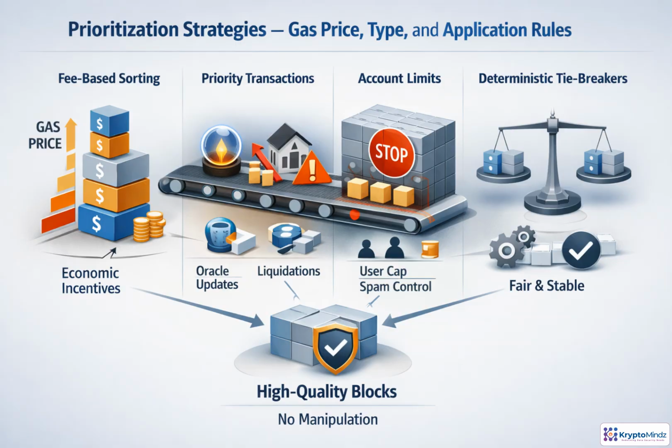After transactions are eligible, the proposer still needs an ordering policy. Fee-based sorting rewards economic value, but it can crowd out important protocol actions. Type-based priority can protect Oracle updates or liquidations, but it should be narrowly defined. Account limits help prevent spam and block monopolies. The hardest part is tie-breaking. It must be deterministic, stable, and difficult to game. A strong prioritization strategy improves block quality without making ordering a source of unfairness or non-determinism.